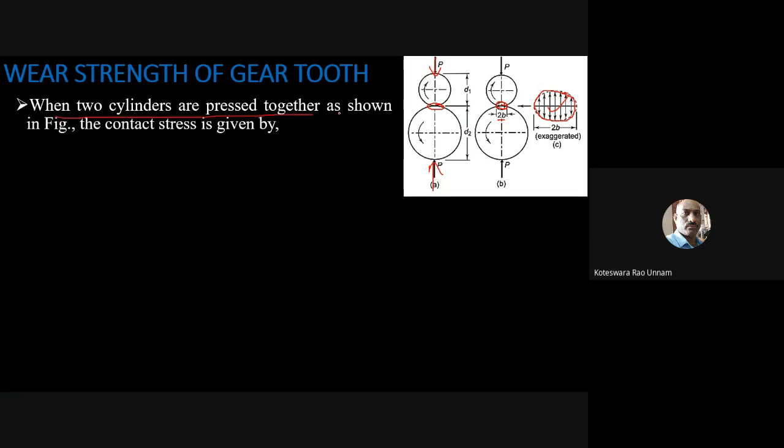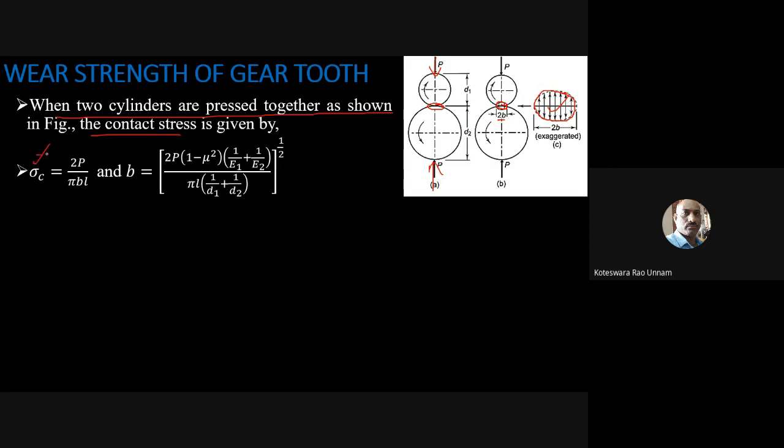When two cylinders are pressed against each other, the contact stress is given by this formula. Hertz gives the compressive stress sigma_c equal to 2P divided by pi times b times L, where b is the semi-width, so 2b is the total width of this contact area. He has taken b as given by this expression. He derived it, so it doesn't matter. We don't bother how we got these equations. We'll just use this to derive our wear strength equation.